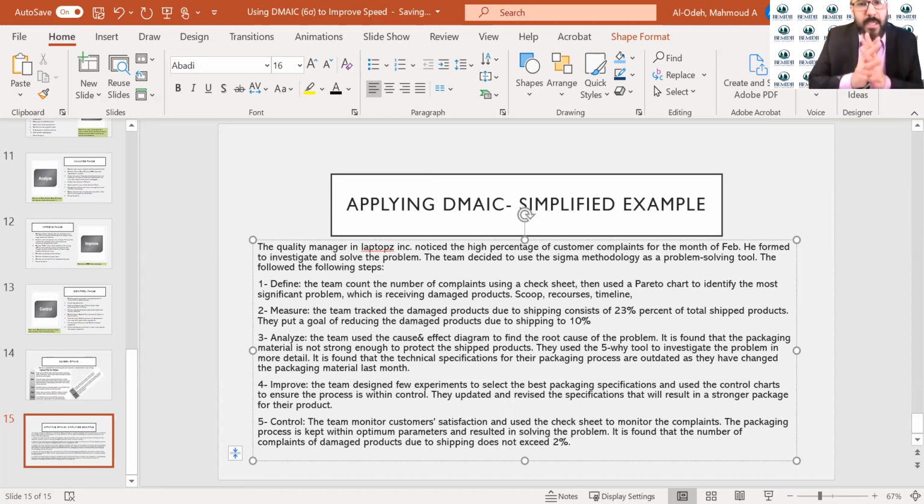So again, this is a quick, simplified example of how you apply DMAIC Six Sigma to process improvement. I hope this is helpful.